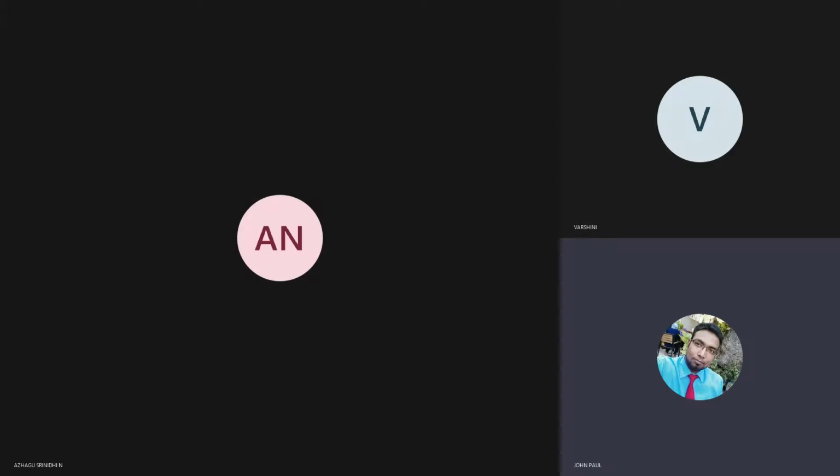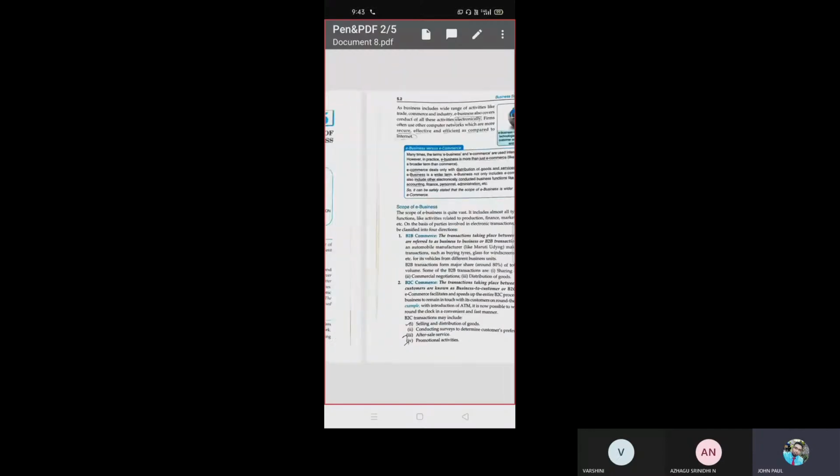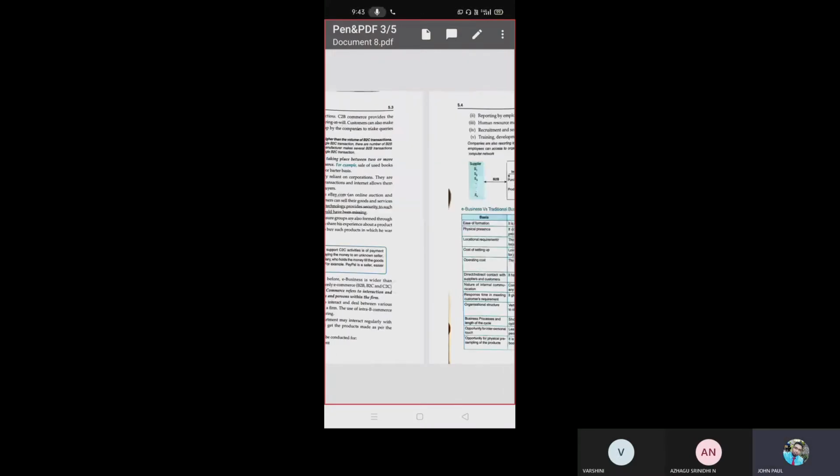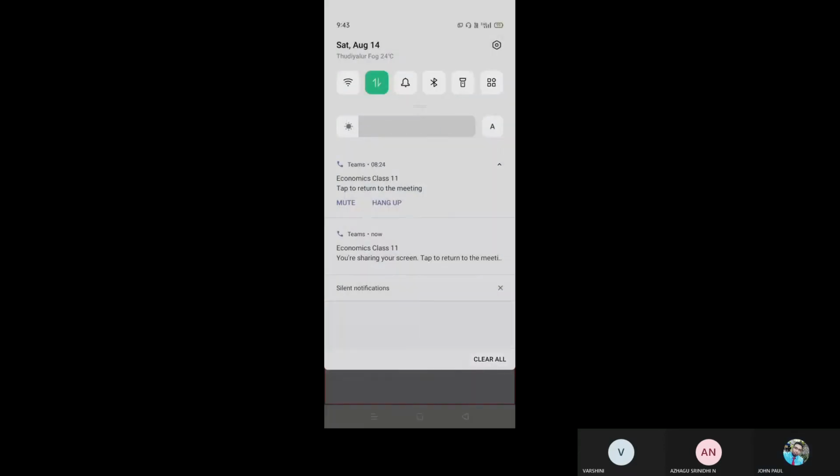Modes of business. Last class we discussed e-business, right? Then we need to discuss the difference between e-business and traditional business. So what is e-business? Ease of formation. E-business we can easily form. Yes or no?